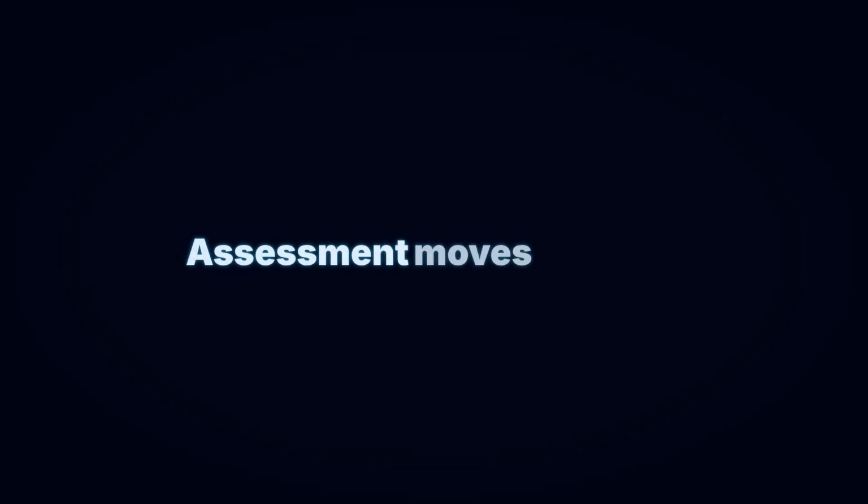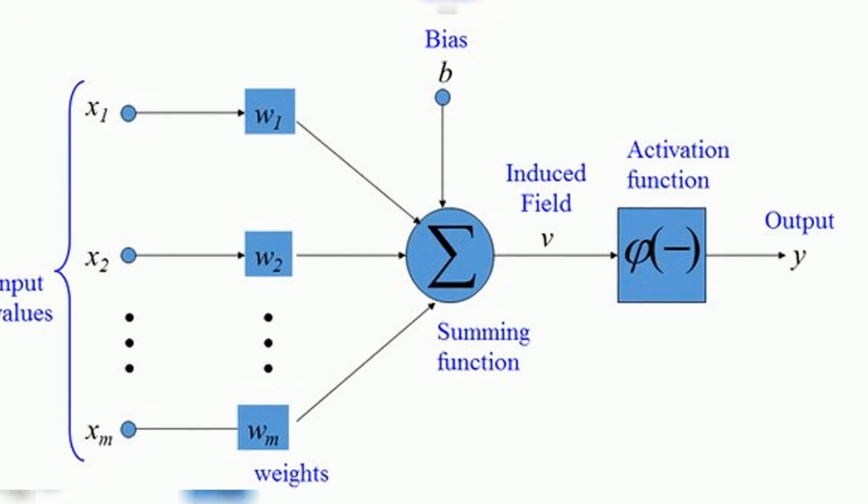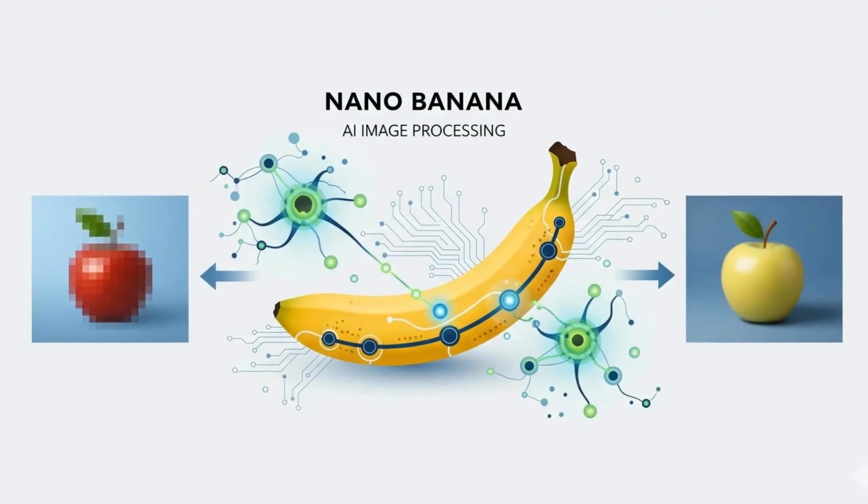Each passes its assessment forward to a second group, the hidden layer, where monkeys receive assessments from multiple first-layer monkeys, weight those assessments, run them through their own thresholds, and pass new assessments forward.